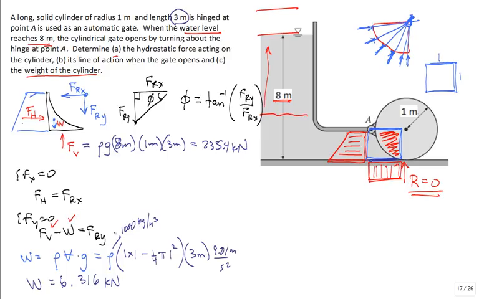I just did W, did F of V. We now know the result for F of Ry. F of Ry comes in at 229.1 kilonewtons.